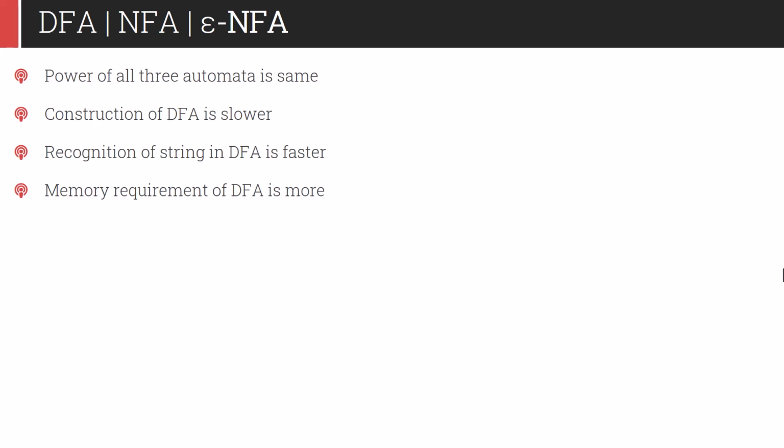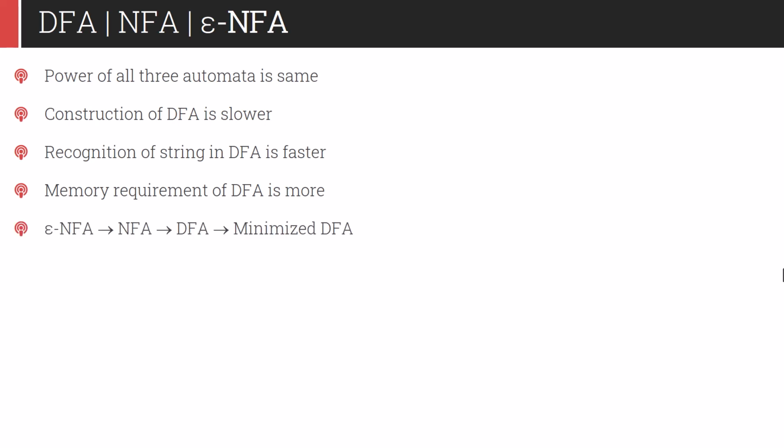The DFA requires more memory because when we convert NFA to DFA, it could have 2 power n states. So if our NFA contains 4 states, DFA could have maximum 2 power 4, that is 16 states. It is faster, but it requires more memory.